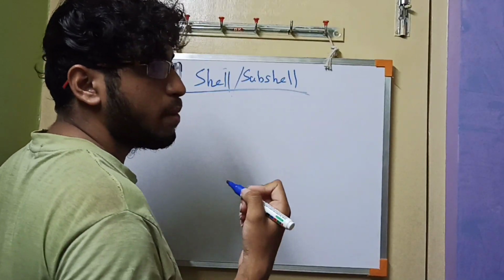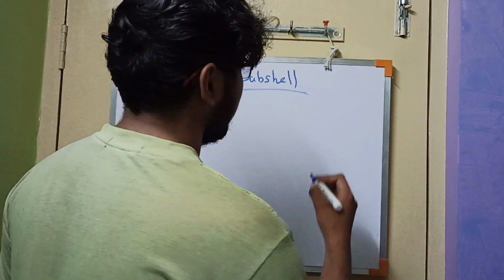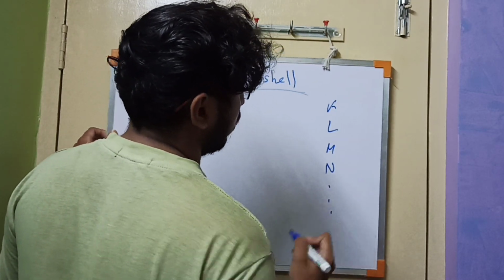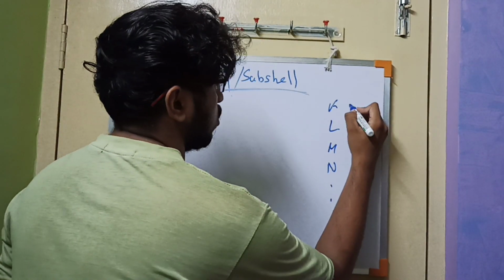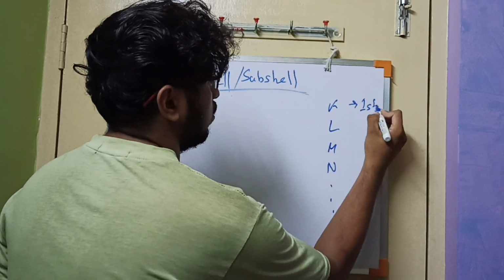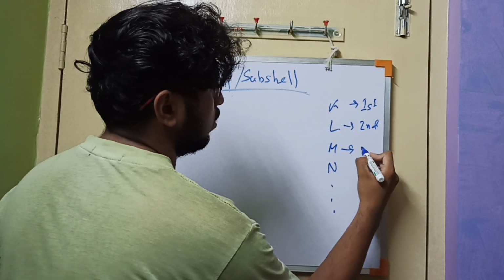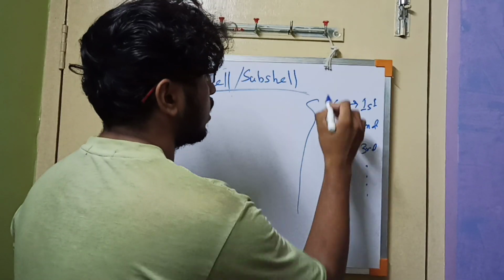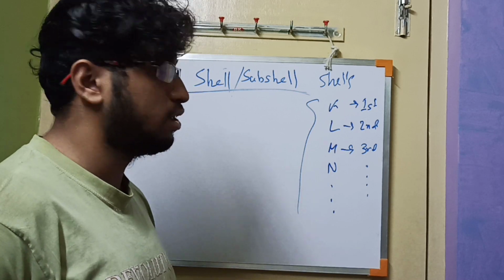There are a maximum of 7 orbits we get. That's K, L, M, N and so on. K is the first orbit, L is the second orbit, M is the third orbit, and so on. So these are the shells or orbits.